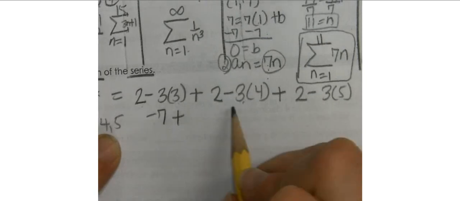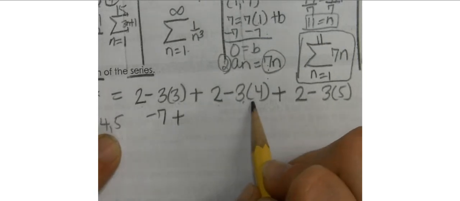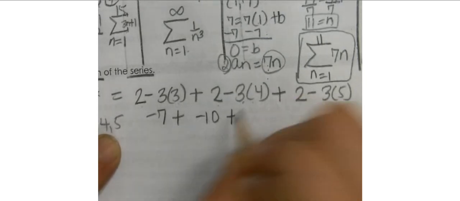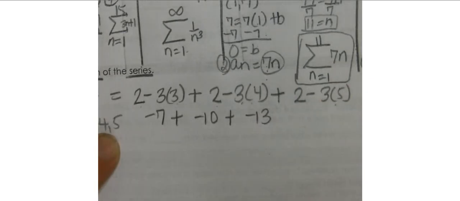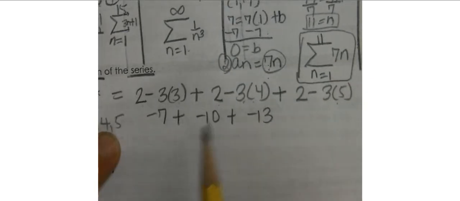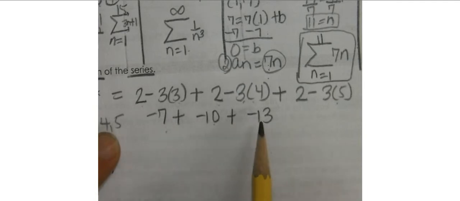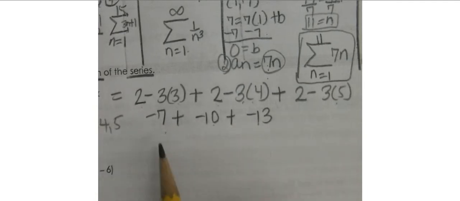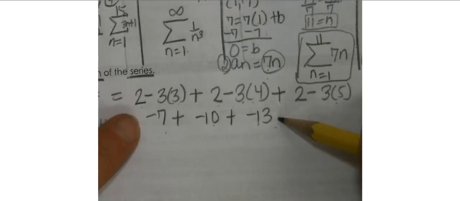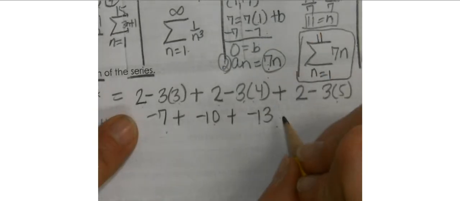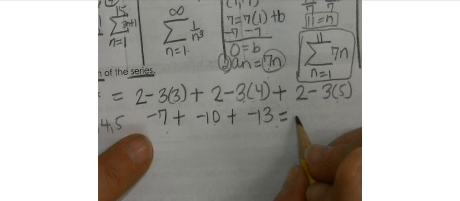Plus 2 minus 12, that's equal to -10. Plus 2 minus 15, that's equal to negative 13. So the terms that I'm adding together are negative 7 plus negative 10 plus negative 13. They would be a part of my finite series and they're part of the sequence negative 7, negative 10, negative 13. So this is my series that I'm adding together, and if I were to add all of these numbers up, I would end up with negative 30.